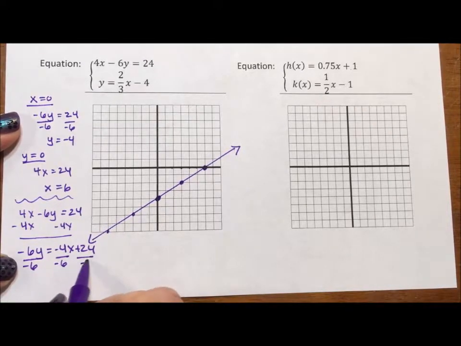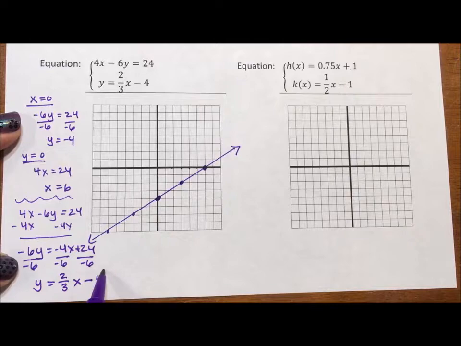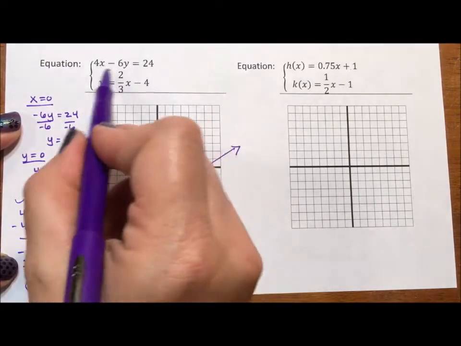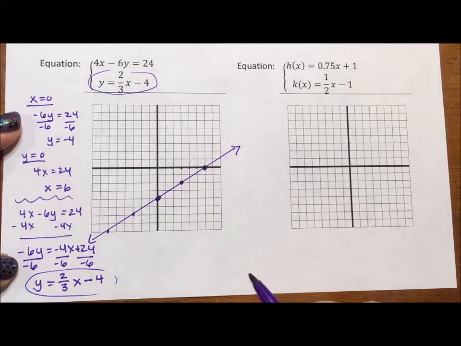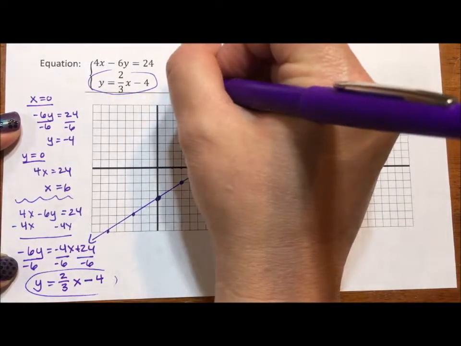Be really careful when you divide by a negative 6. Negative 6 divided by negative 6 is 1. Negative 4 divided by negative 6, we take out a negative 2 and get 2/3 x. Positive divided by a negative, 24 divided by 6, negative 4. Suddenly, we realize that this and this are the same equation, which means there's an infinite number of solutions. It means that these are the same line.